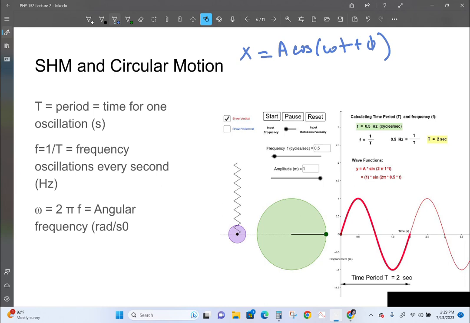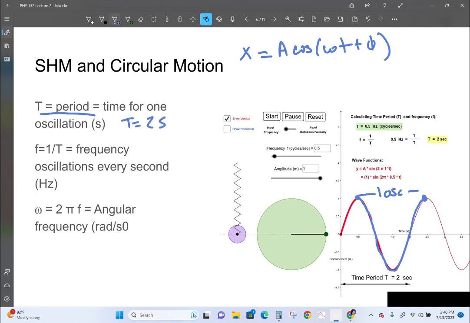Well, first of all, let's just talk about this object bobbing up and down. Let's say we compress it to its highest point, and it goes through equilibrium, goes down to the lowest point, and then it goes through equilibrium, and it comes right back. That is one oscillation. The time for that is called the period. It's measured in seconds. So it looks like it goes from 0.5 to 2.5 seconds, so it takes 2 seconds. So T, for this example, is 2 seconds.